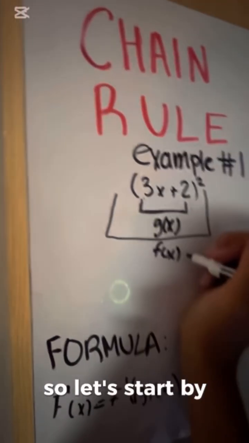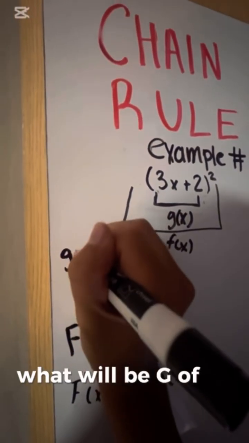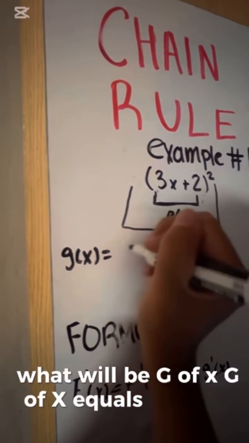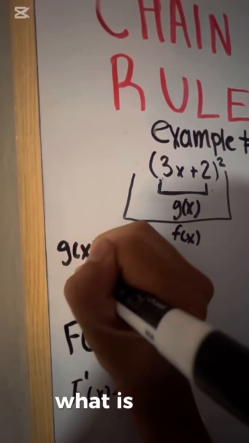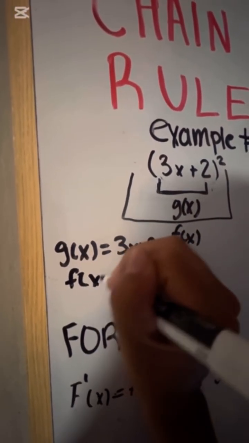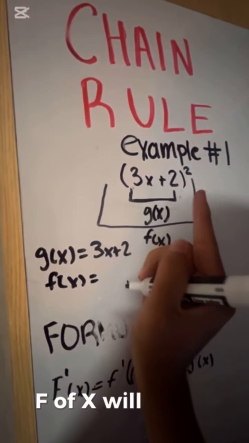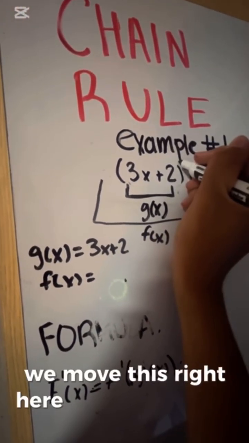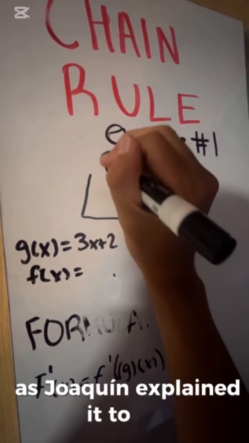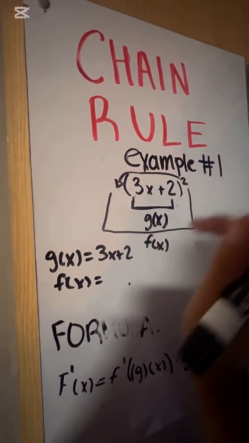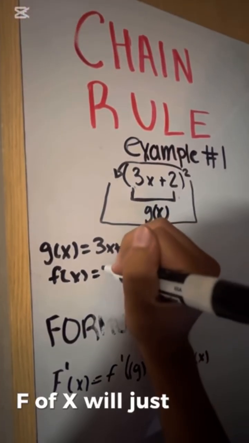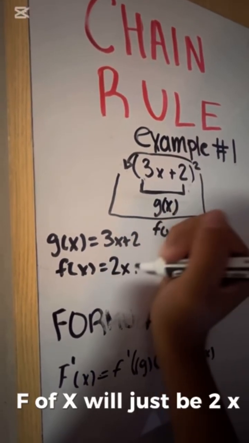So let's start by defining them. What will be g of x? G of x equals 3x plus 2. What is f of x? F of x will just be, we move this right here with the power rule as Joaquin explained it to you. And our f of x will just be 2x.